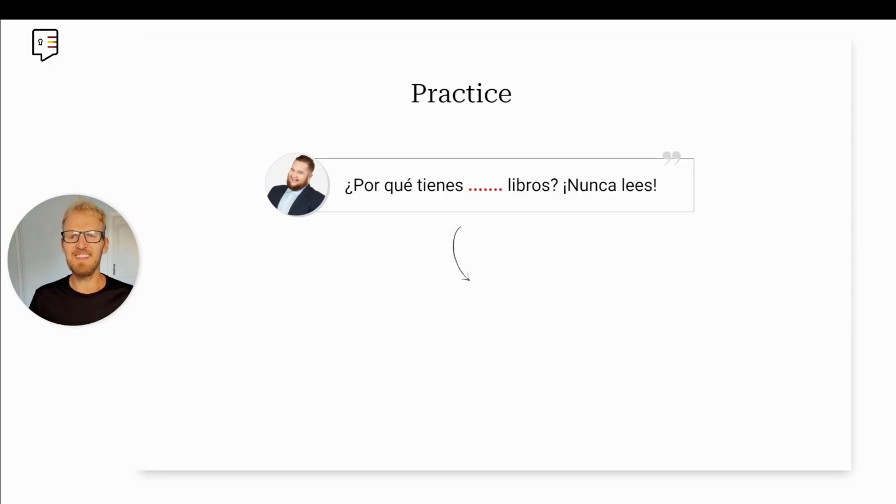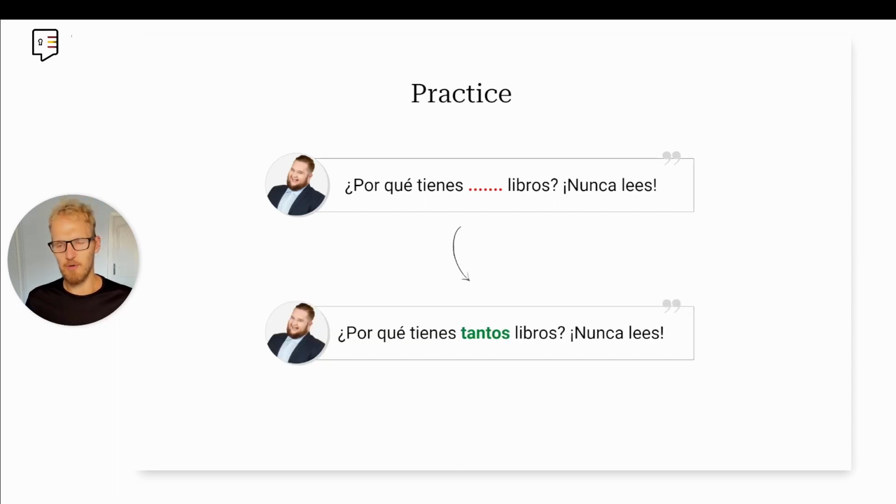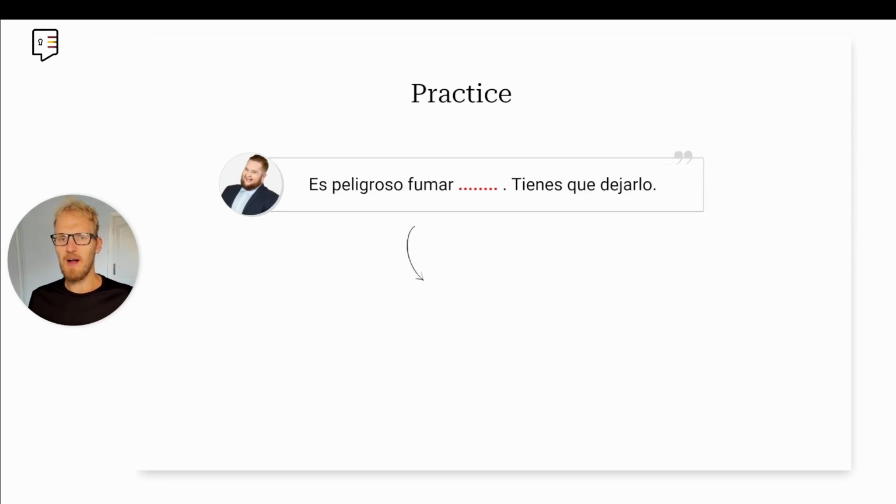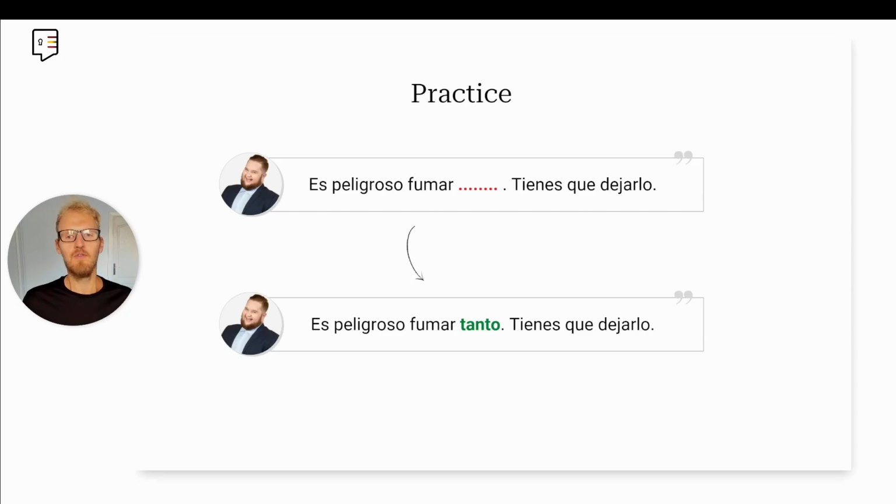One more. ¿Por qué tienes libros? Nunca lees. Pause if you need to. The answer is ¿por qué tienes tantos libros? Nunca lees. Why do you have so many books? You never read. One more, and I think the last one. Es peligroso fumar. Tienes que dejarlo. What is it? Es peligroso fumar tanto. Tienes que dejarlo. It is dangerous to smoke so much. You have to quit, okay?